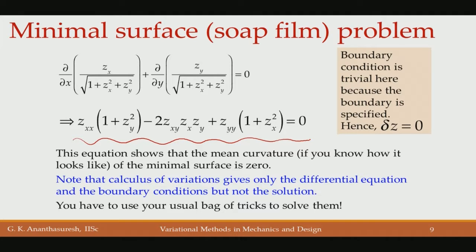Geometrically, if you interpret this, it means that the mean curvature is 0. So, what we have here simply says that at every point on that minimal surface you have mean curvature equal to 0. That is something we need to remember. And again, calculus of variations only gives you the differential equation and boundary conditions, but it will not tell you how to solve the differential equation. For that we have to use our usual techniques.